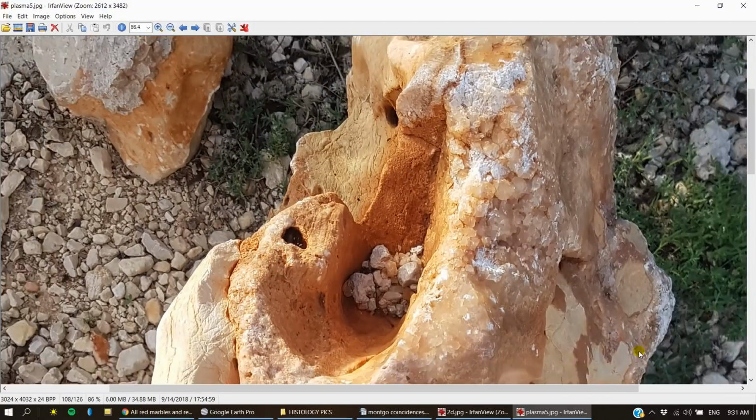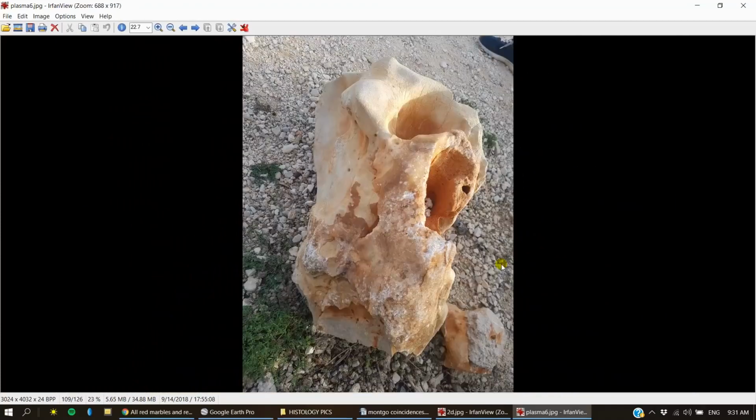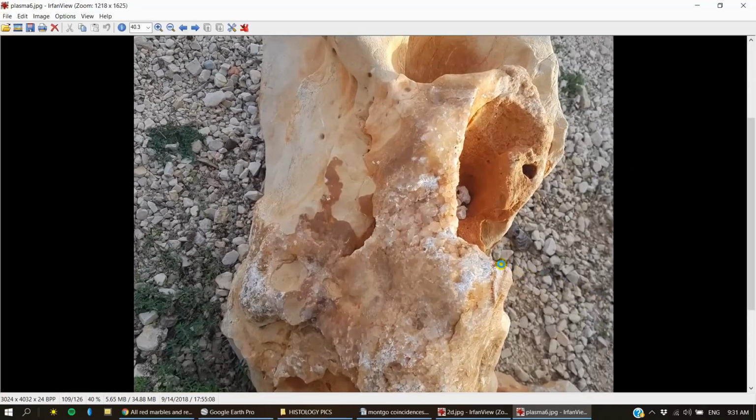So here you've got a nice combination of the red of the blood vessels with the iron-rich, and then the plasma has also stuck to the outer side of the rock. Another angle of the same rock.